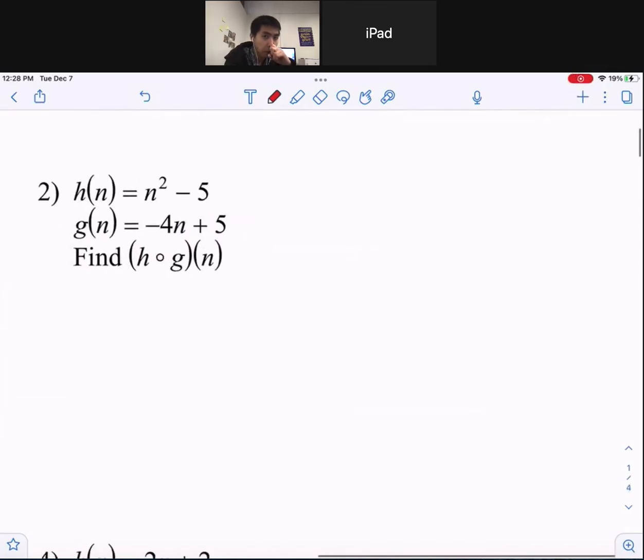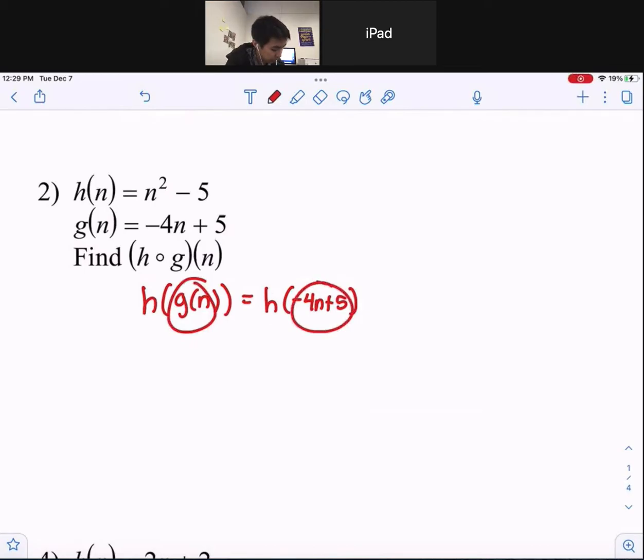Number 2. So another way to rewrite this one is h of g of n. So let's replace the g of n with this, okay? So h of negative 4n plus 5. Look, g of n is equal to negative 4n plus 5. Now in the h function, all of these n's now look like negative 4n plus 5. So substitute in negative 4n plus 5 into there.